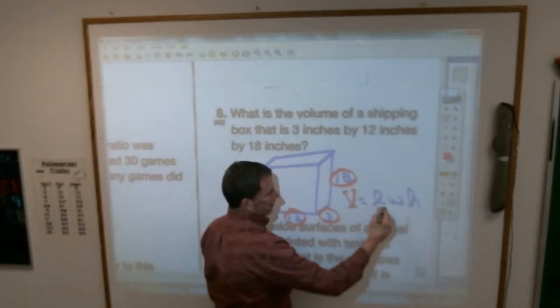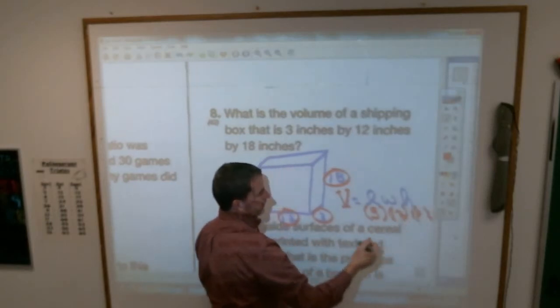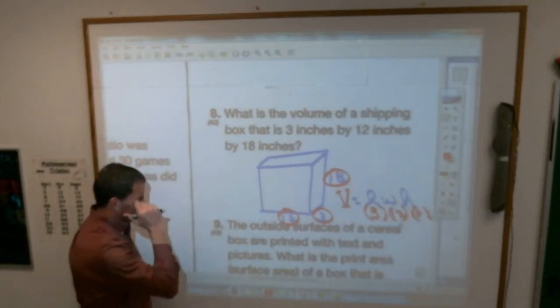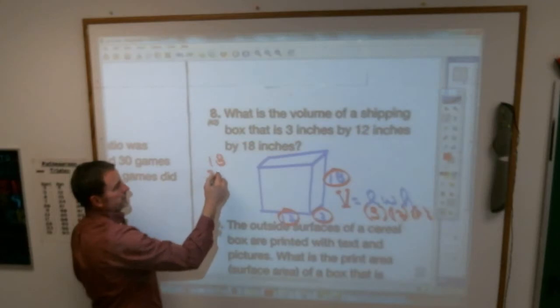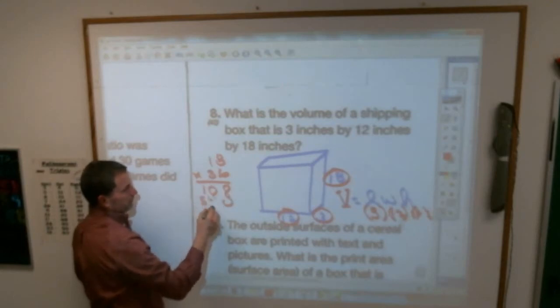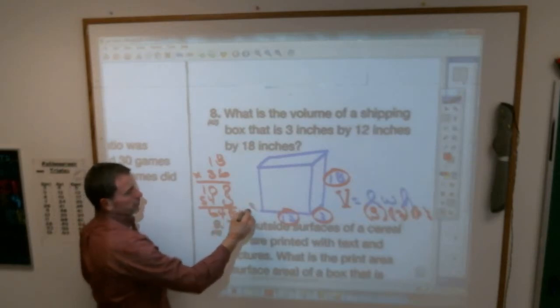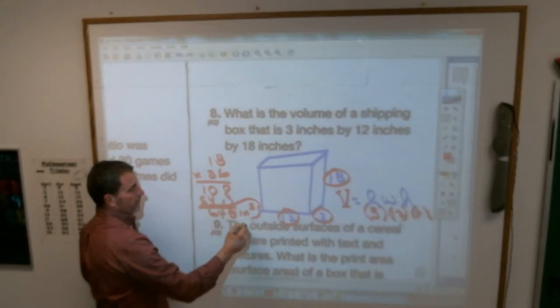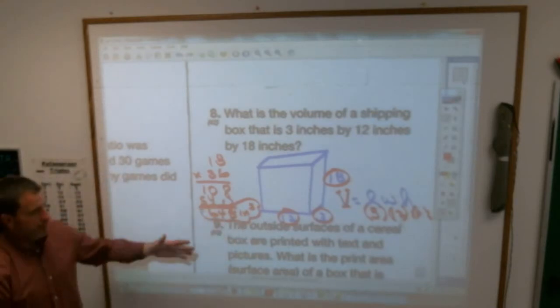It doesn't matter what order, 3 times 12 times 18. Does anybody have a preference? What would you multiply together first? I don't know. Maybe I'd go 3 times 12 is 36, and 18 times 36 is 648. 3 times 18 is 54. I'm hoping that the answer was 648, and it's inches cubed because it is volume. That other one was surface area. This is volume.